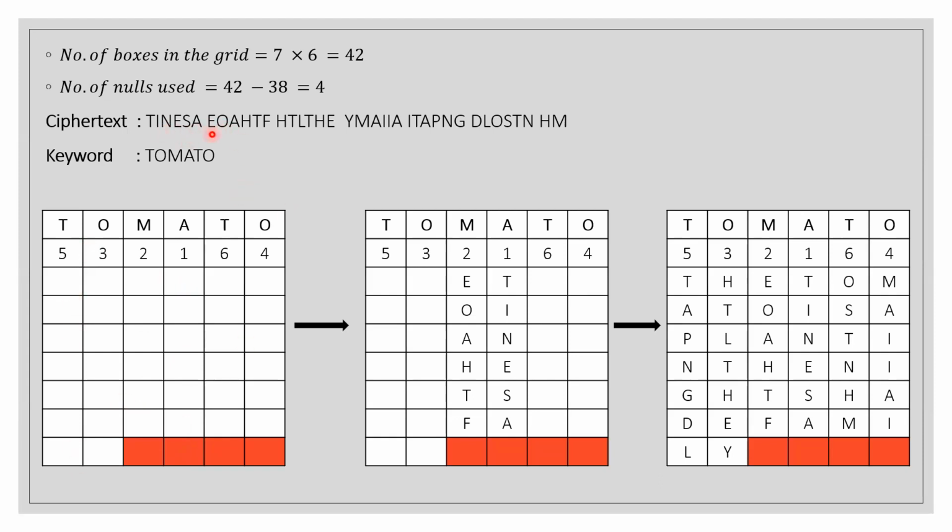So again, we start filling the letters of the ciphertext from the first row. So TINESA. Then we go to the second column, then EOAHTF, and then the third column, and so on. So here we get HTLTHE. So we go on filling until we reach the last column, and then we move on to the next column. So we see here that when we decrypt the message, we get back the plain text that was encrypted. And these boxes are not used because they're just blacked out.